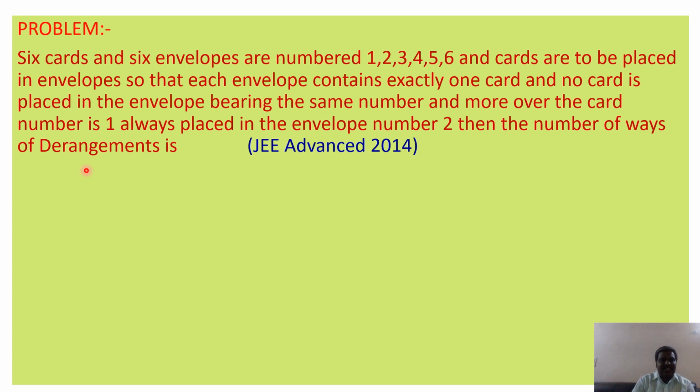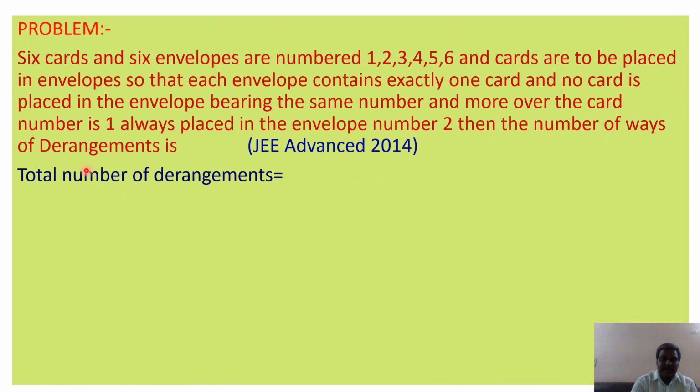One condition is added. So 6 letters and 6 envelopes are there. Can you find the total number of derangements or not? By the above problem, we can find the derangements. 6 cards and 6 envelopes are numbered so that each envelope contains exactly 1 card, no card is placed in the matching envelope, and the number 1 is placed in envelope 2. Then the number of derangements is what? That is my question.